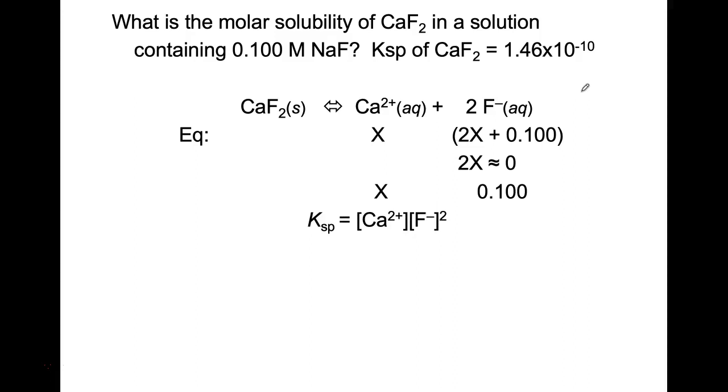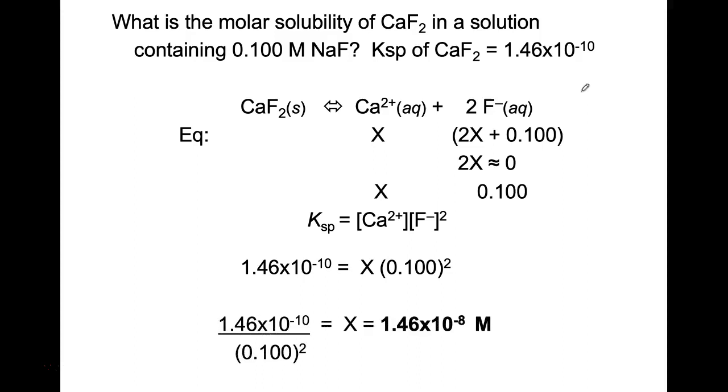Now I write down my expression. I replace my values. So this time I have 0.1 squared times x equals the KSP, and I'm going to solve it for x by dividing by 0.1 squared. And I get 1.46 times 10 to the negative 8th. So this is a lot smaller than it would be if I had put that same amount of calcium fluoride in water.